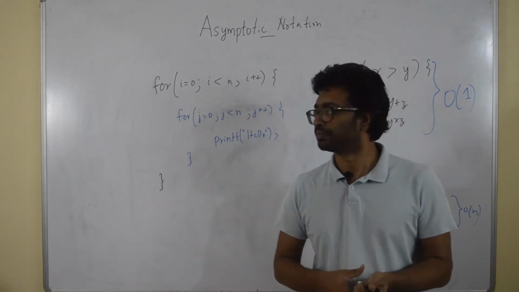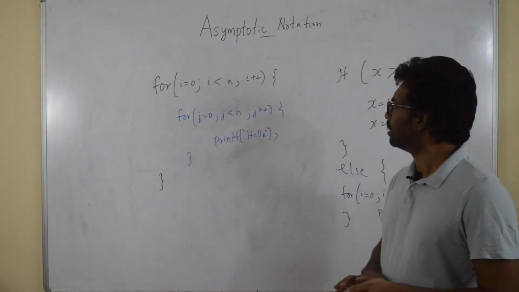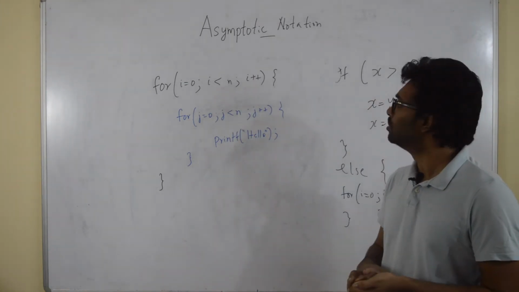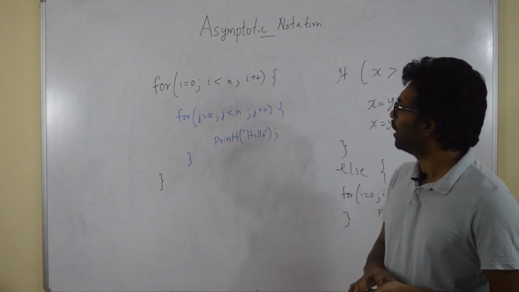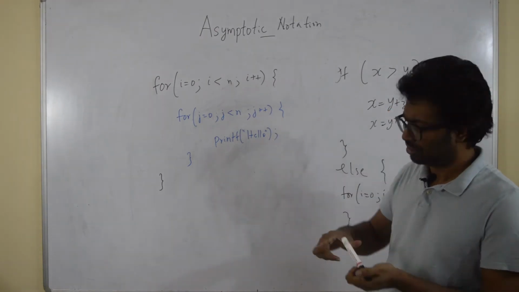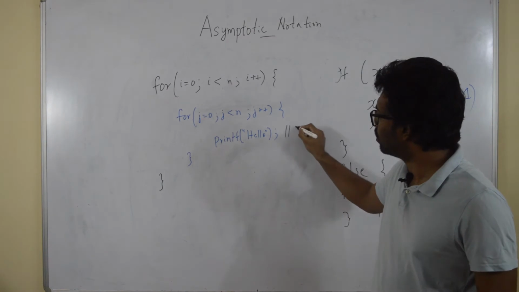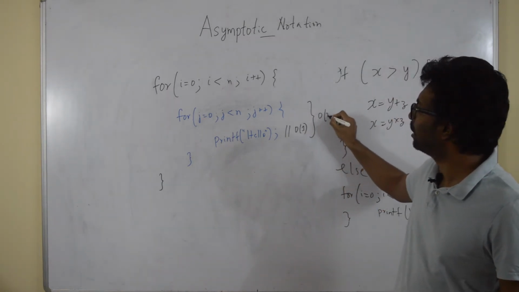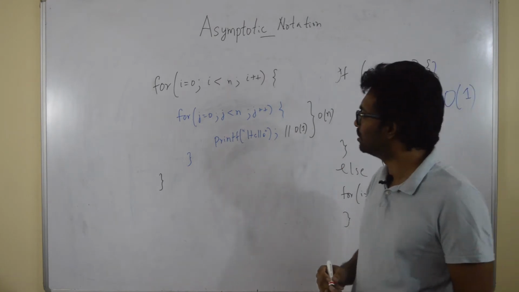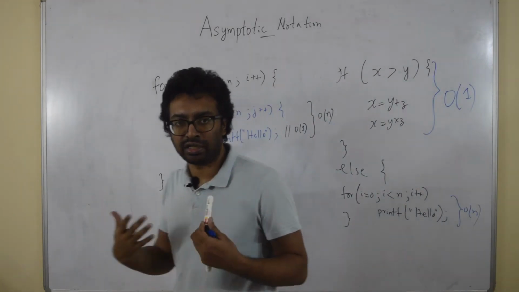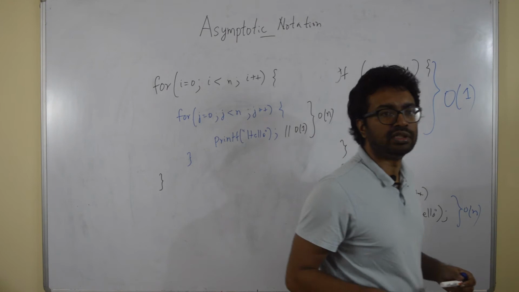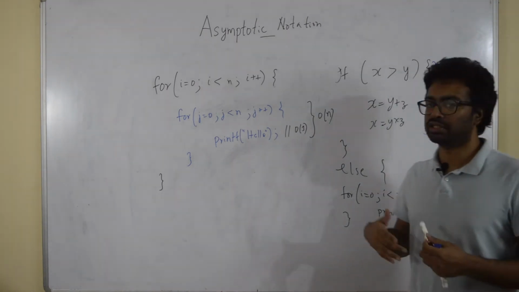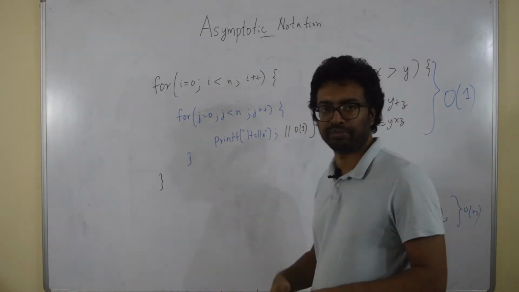Now we are coming back here, and this takes order one time. What about this? This takes order n time, right? Because this j block runs for n steps, and this is something we saw. So this is a for loop which executes for n steps, and therefore this is order n time.